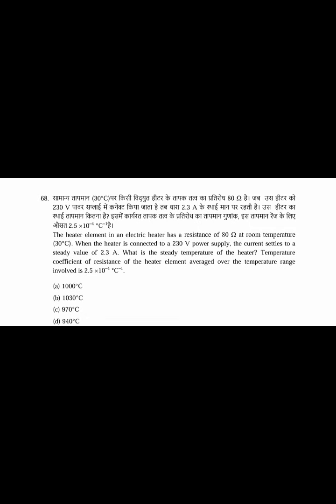The next question is, the heater element in an electric heater has a resistance of 80 ohm at room temperature. When the heater is connected to a 230 volt power supply, the current settles to a steady value of 2.3 ampere. What is the steady temperature of the heater? The temperature coefficient of resistance of the heater element averaged over the temperature range involved is 2.5 into 10 power minus 4 degrees Celsius raised to minus 1.